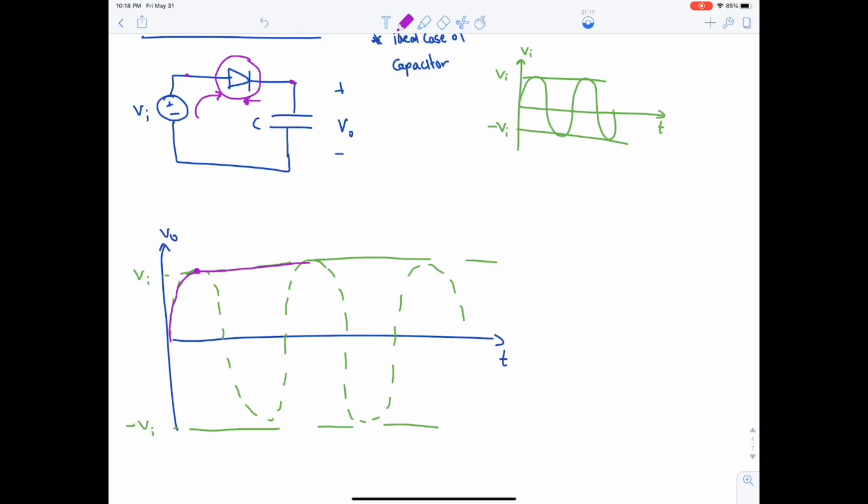The voltage of VI is the same as the voltage across the capacitor. Then when VI decreases again, the voltage of the capacitor is still higher than VI, so V output will still stay the same. Hence, peak rectifier. I hope it's clear.